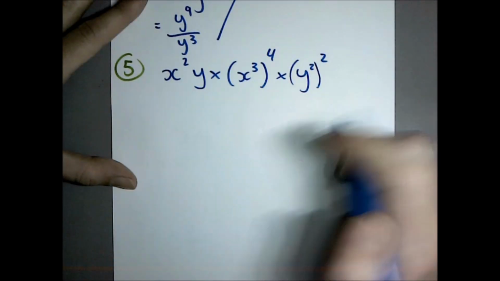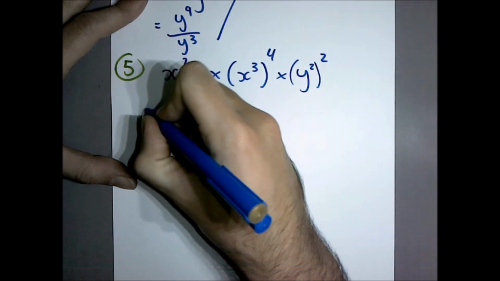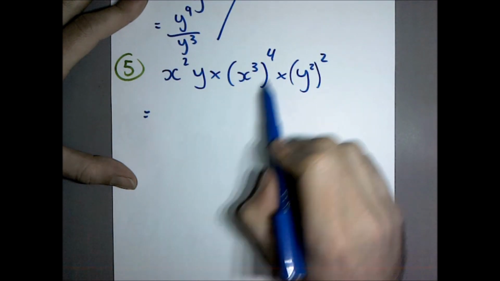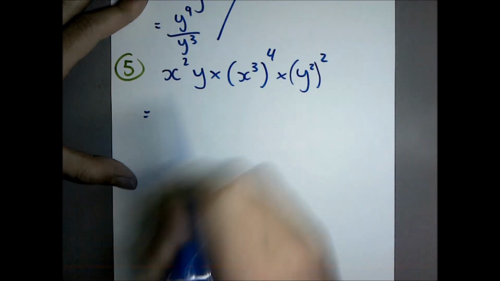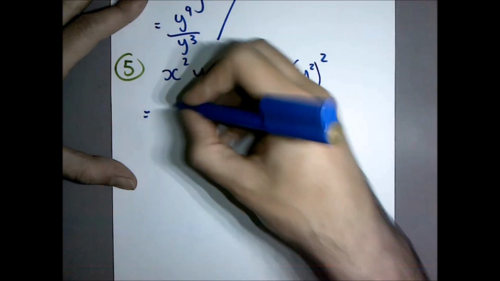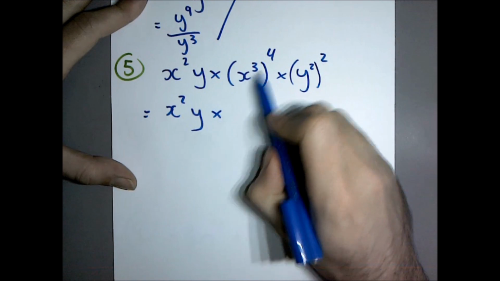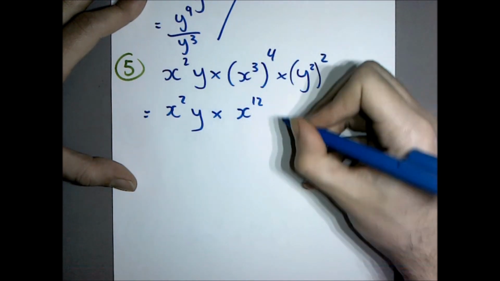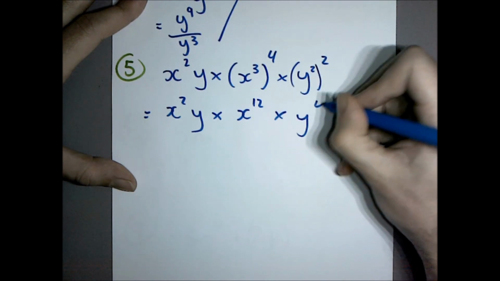Sometimes you might have many multiplications to do, and if you take a step-by-step approach, you'll generally get to the right answer if you're careful. Now for this one, I'm going to simplify this first, and I'll simplify this in the same step as well, and then I can try and combine these together. So I'm going to leave x squared times y by itself, and I'm going to be multiplying that by x to the 3 to the power of 4. So you've got to multiply the 3 and the 4, so that's x to the 12 multiplied by y to the power of 2 times 2, which is 4.